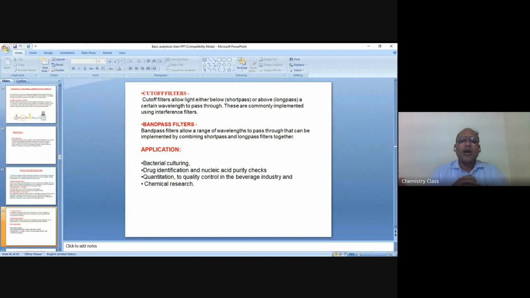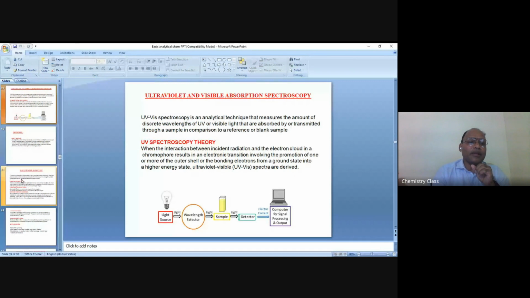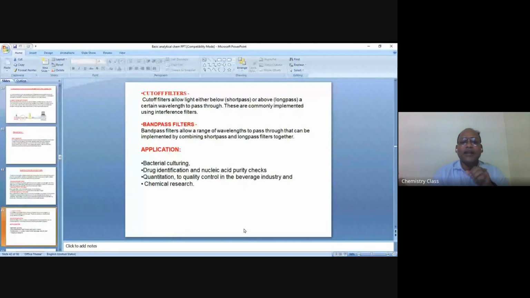Next, the applications. For ultraviolet and visible spectrometry there are different applications: bacterial culturing, drug identification, nucleic acid purity check, quantitation, quality control in the beverage industry, and chemical research. These are the areas where you can apply UV or visible spectrometry.